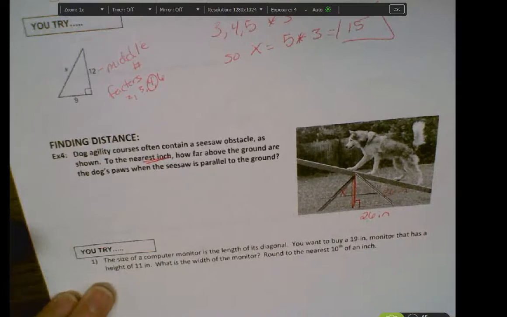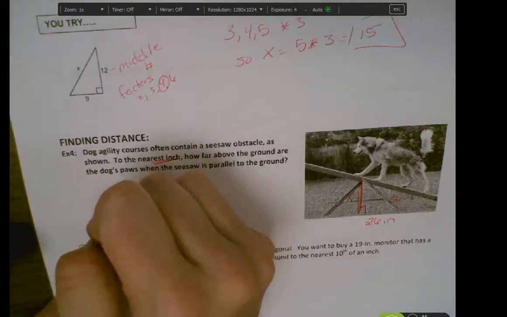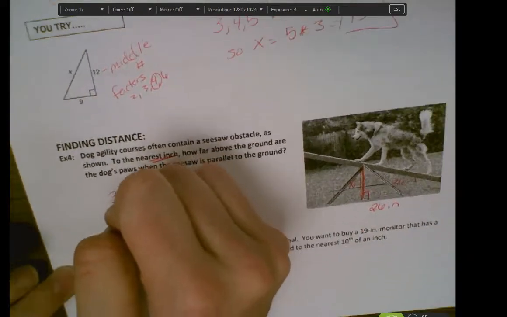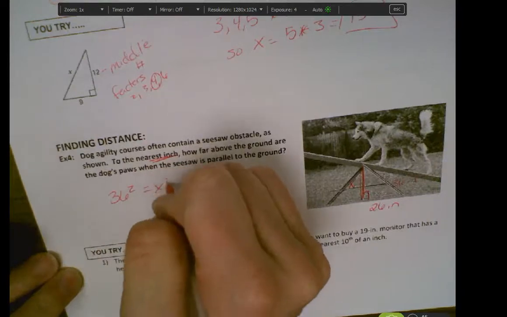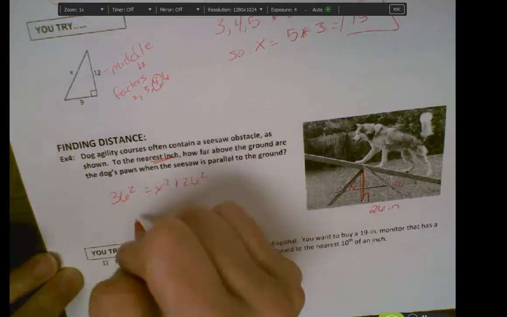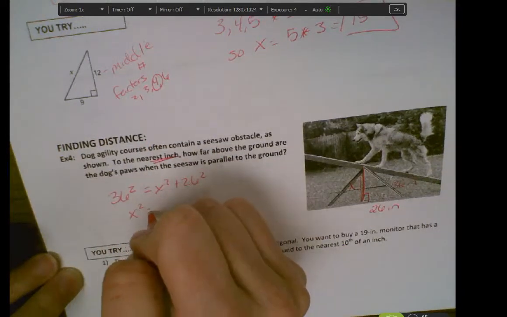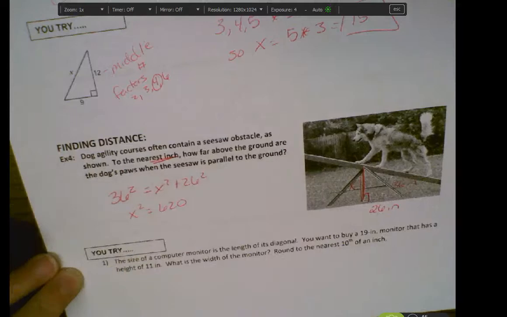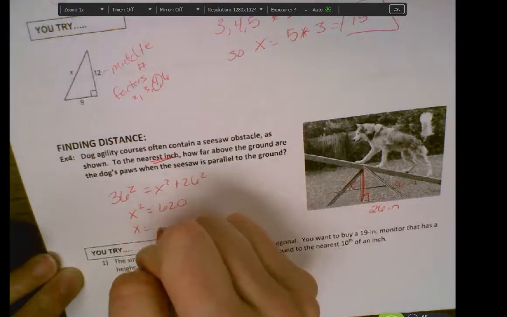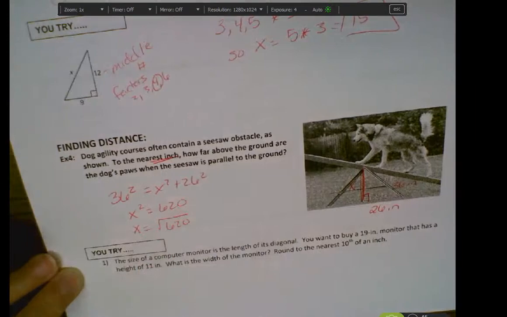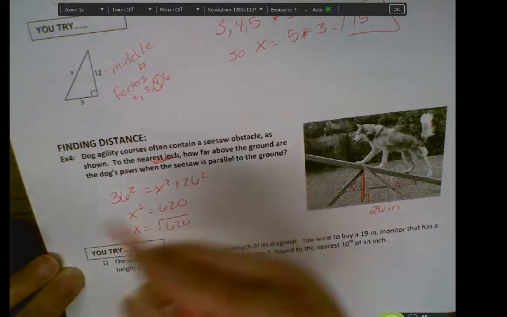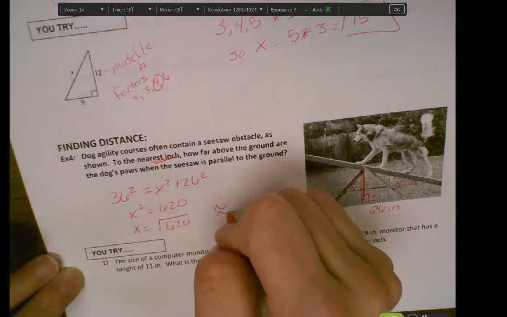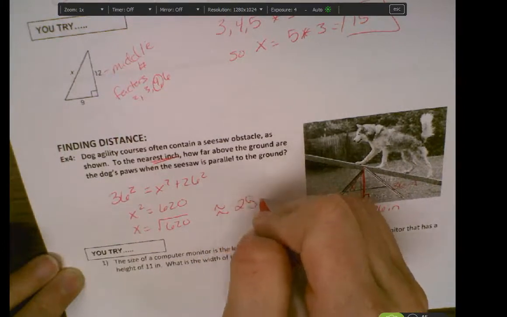We know how to do this. We have a Pythagorean theorem that tells us 36 inches squared is equal to x squared plus 26 squared. x squared is equal to 620. When I work the math, I end up with x equal to the square root of 620. Again, this is an application problem, so the square root of 620 doesn't tell me anything. So I should put it in my calculator and get approximately 25 inches.